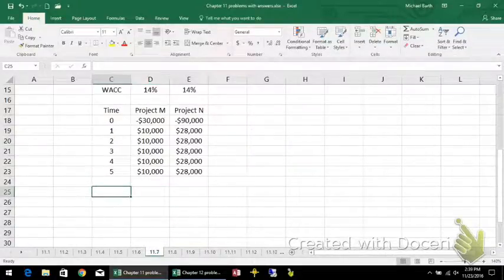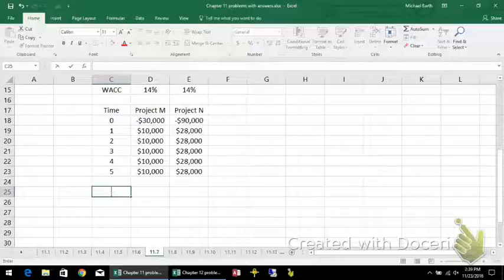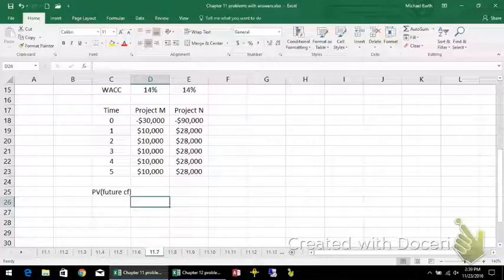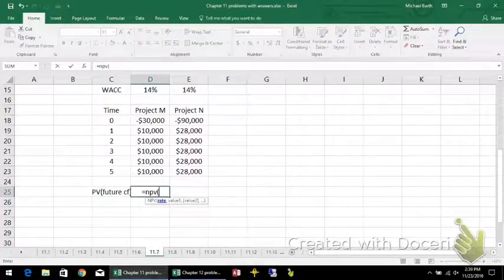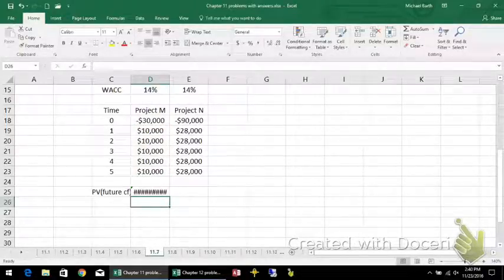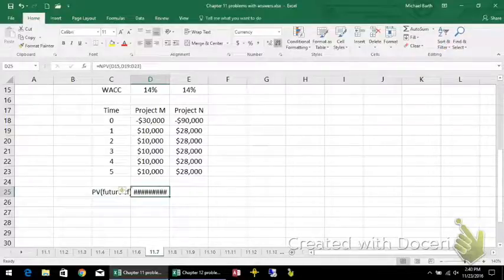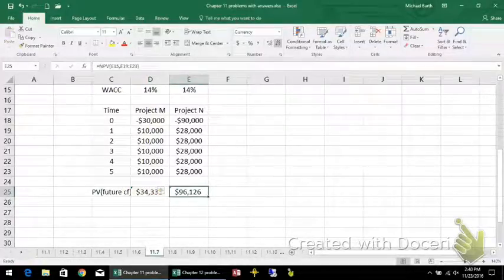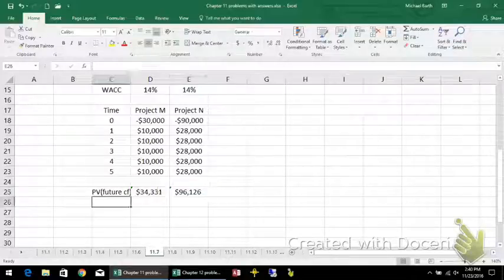To calculate the NPV, I want the present value of the future cash flows, which would be equals NPV, the 14%, and then cover up cash flows from period 1, 2, 3, 4, and 5. And I'm not going to show pennies, but that's 34,331. For project N, it comes out to 96,196. I'm going to subtract the initial outlay.